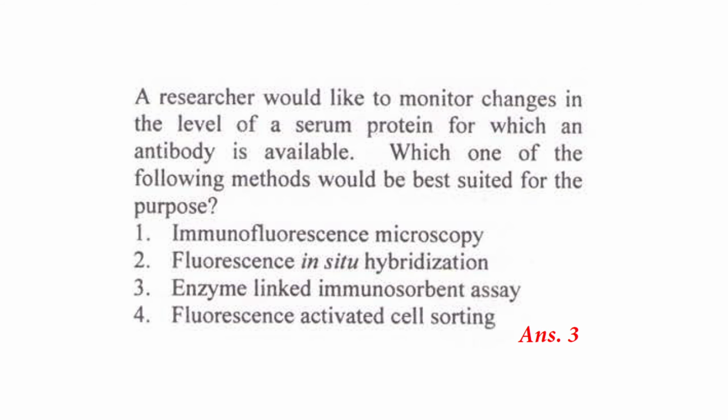Next. A researcher would like to monitor changes in the level of a serum protein for which an antibody is available. Which one of the following methods would be best suited for the purpose? Immunofluorescence microscopy, fluorescence in situ hybridization, enzyme-linked immunosorbent assay, or fluorescence activated cell sorting. The right answer will be option 3, enzyme-linked immunosorbent assay, that is the ELISA technique. ELISA is a very important technique in immunology.